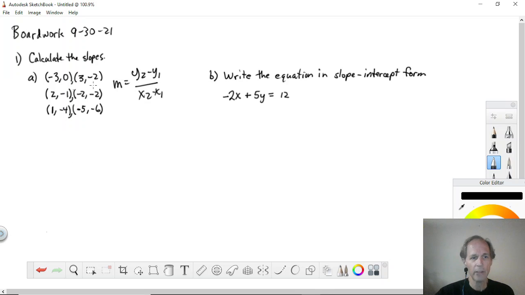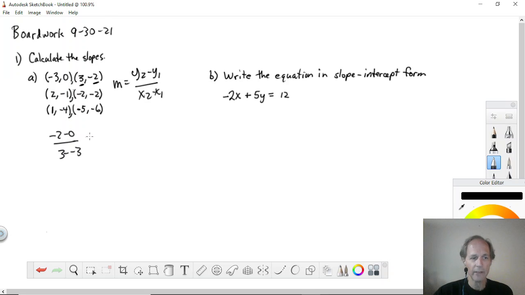The first one, we'll use the second point as our y sub 2 and x sub 2. So this right here is y sub 2. This is x sub 2. You can, of course, do it either way. But so we have negative 2 minus 0. That's the difference in the y's divided by the difference in the x's, which is 3 minus negative 3.